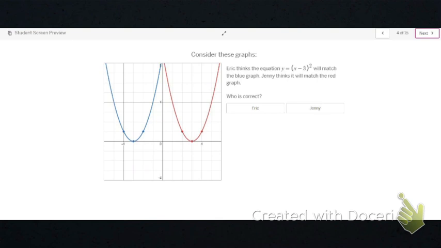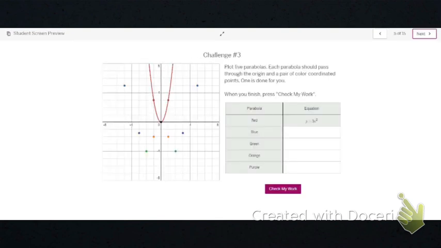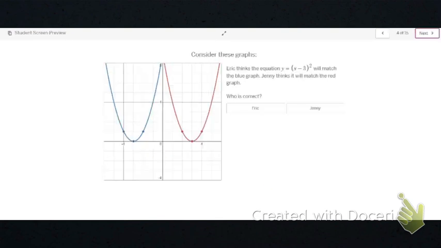Next, we're going to look at the a. But before we do that, let's talk about this one really fast. You were supposed to see which one was right, Eric or Jenny. And over here, they gave us the equation x minus 3 squared. You can see that there's a minus sign here inside the parentheses, which means this is a positive 3. So if we start right here, which direction will we move? Will we move to the right 3, or will we move to the left 3?